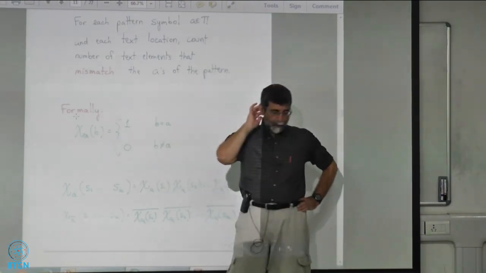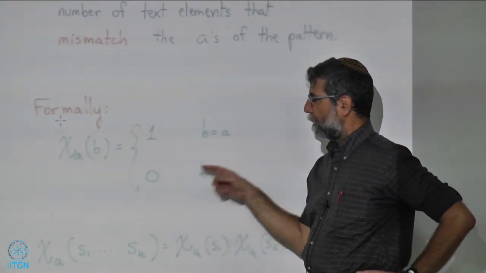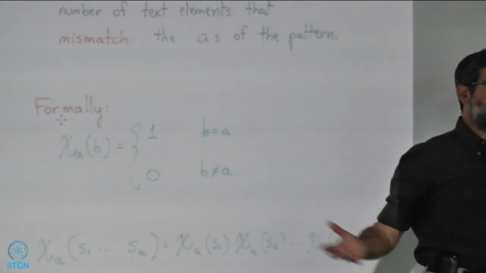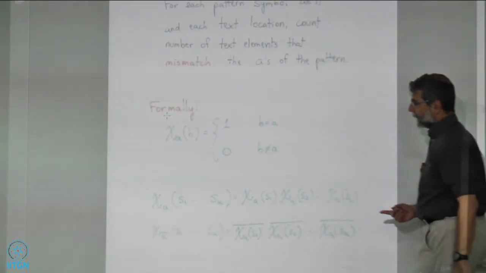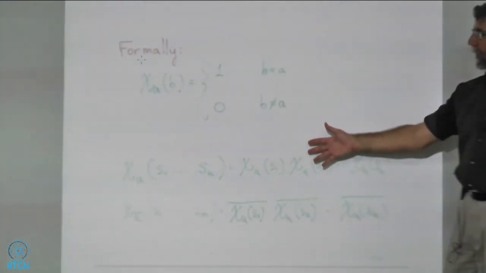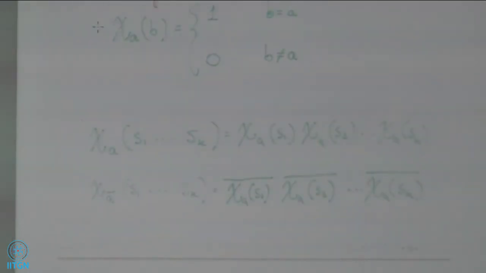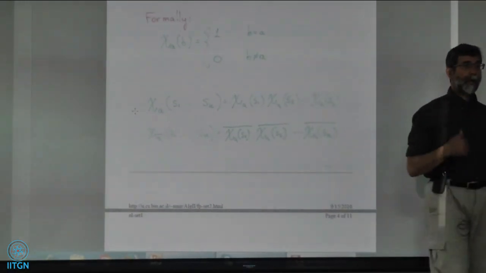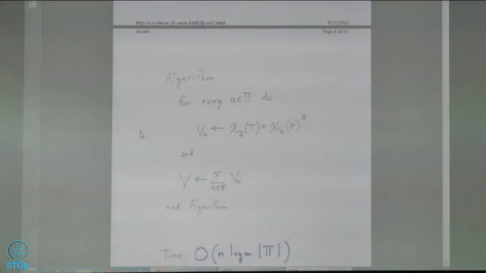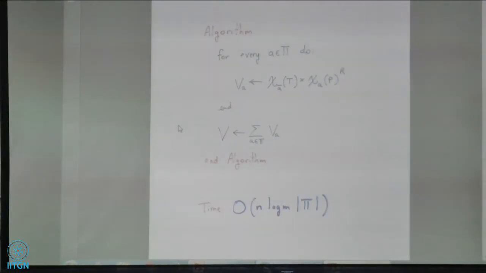So the characteristic function chi A of B is going to give us 1 if A is equal to B and 0 if A is not equal to B. That's the definition of a characteristic function, and that's how it works on a symbol. And we're going to say that the characteristic function on a string is just a concatenation of the characteristic functions on the symbols. And the characteristic function of the complement of a letter is the concatenation of the complement of the characteristic functions on the symbols. So our algorithm for counting all mismatches is going to be the following algorithm.